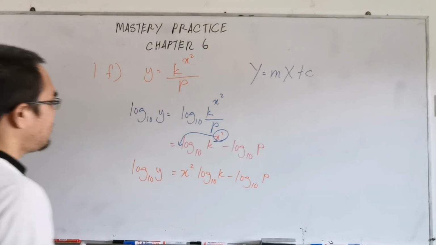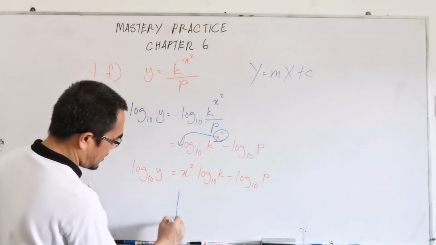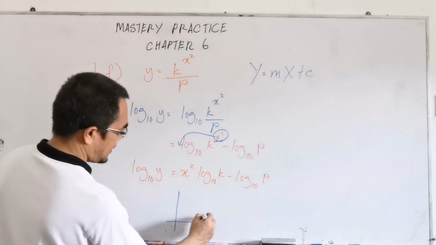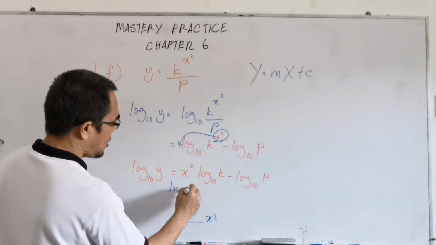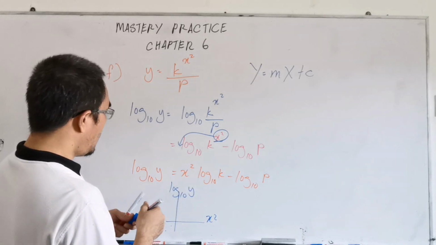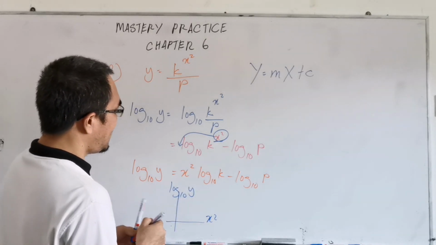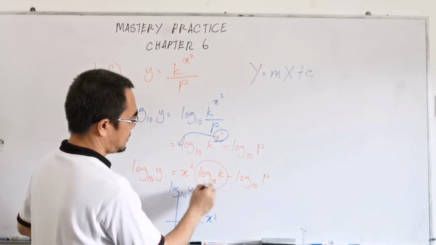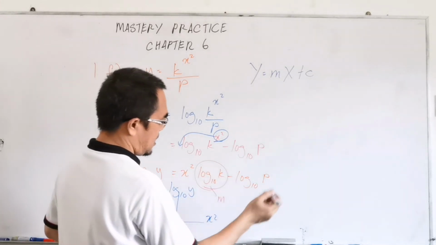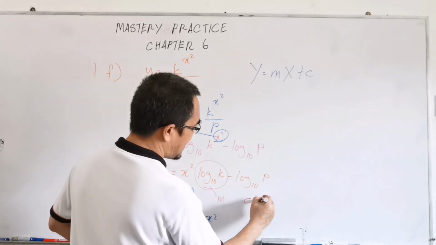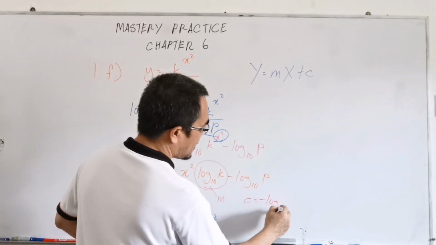So the graph will look like this: x squared on this axis, log 10 y on this axis. So log 10 k represents m. Okay, c is negative log 10 p.